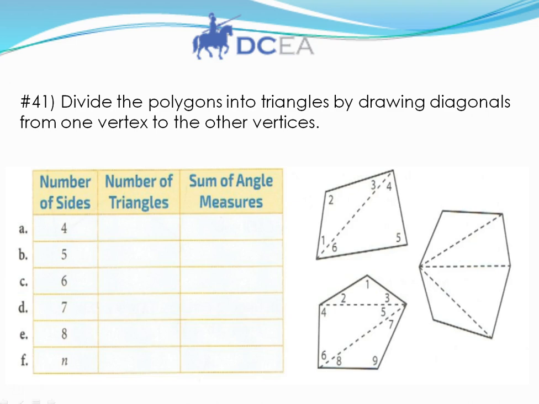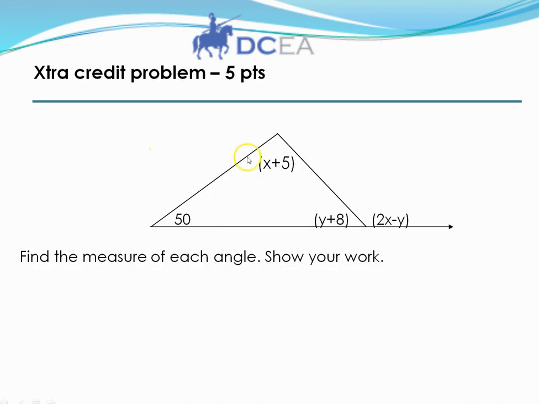This is the table that I was talking about. It's number 41. Go ahead and make a table like this to get ready for class, and we will go over this chart in a fairly easy way to help you find some angle measures. And this is the extra credit problem. This extra credit problem is using exterior angles and the exterior angle theorem.